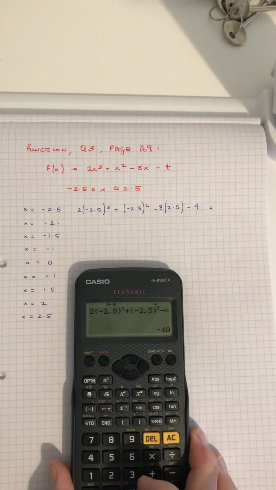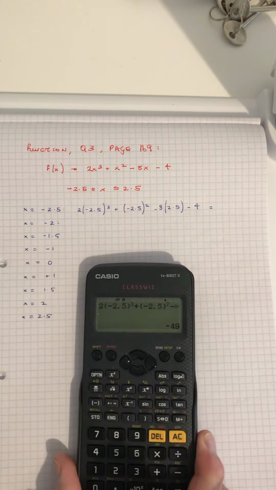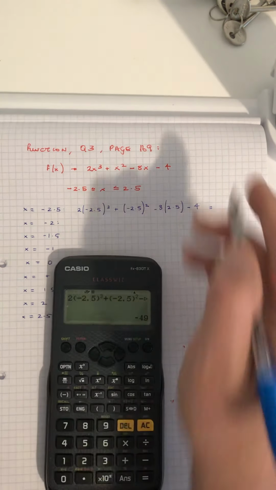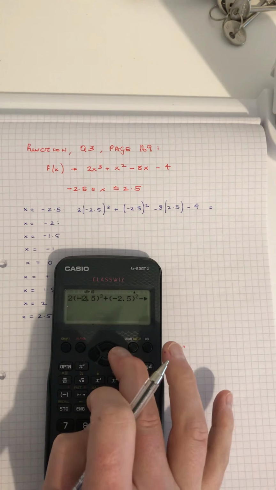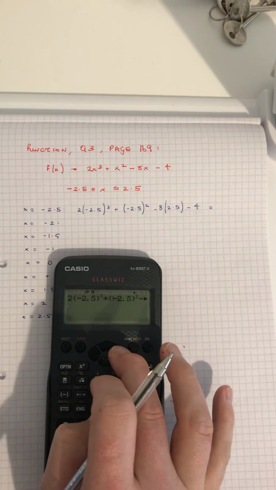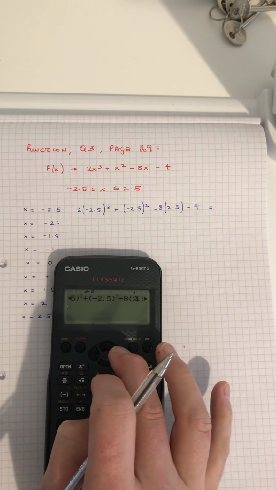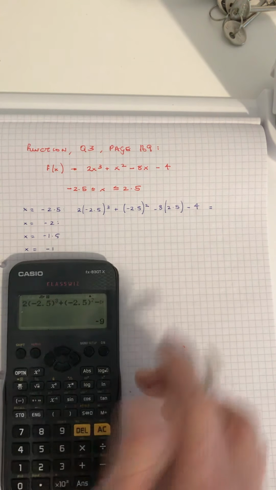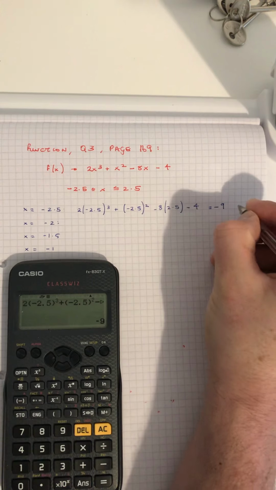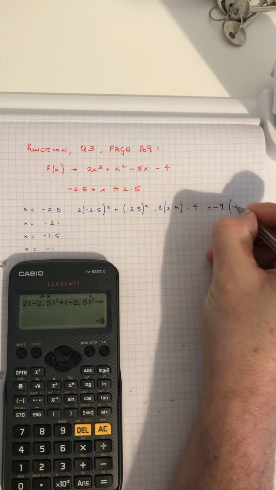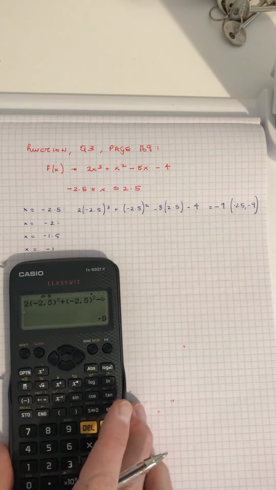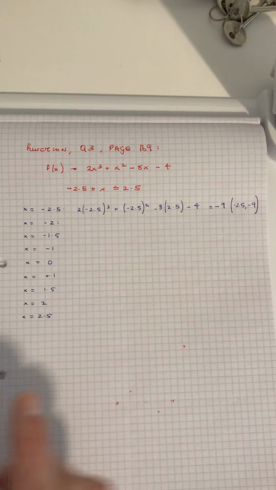So 2 times minus 2.5 cubed minus 2.5 squared minus 8 times, that should be minus 8 times minus 2.5, which gives me minus 9. So minus 2.5 and minus 9. Okay, so just be careful on your calculator.